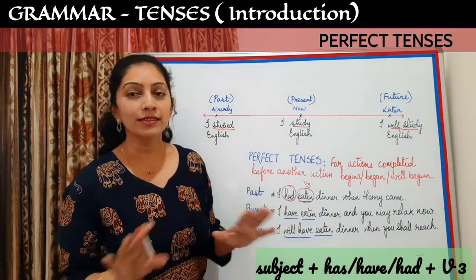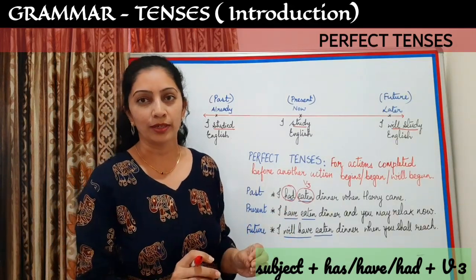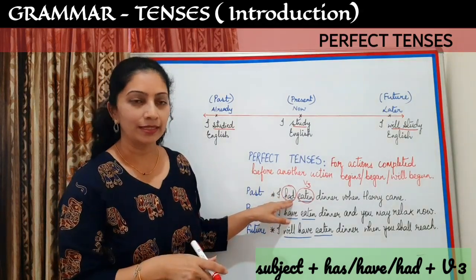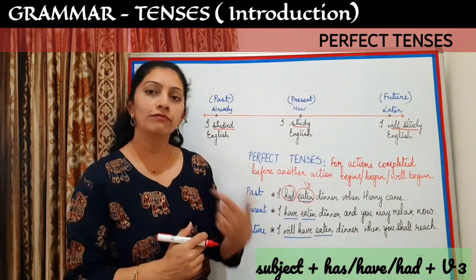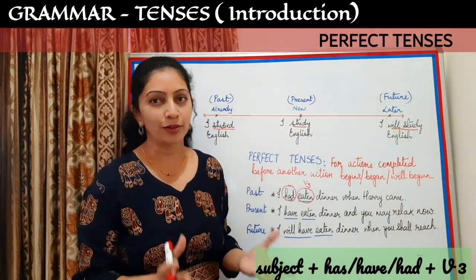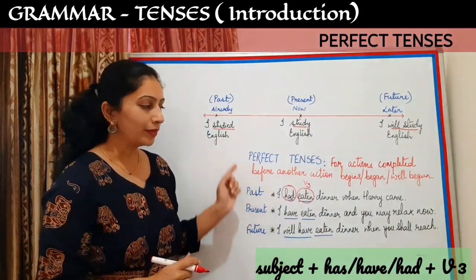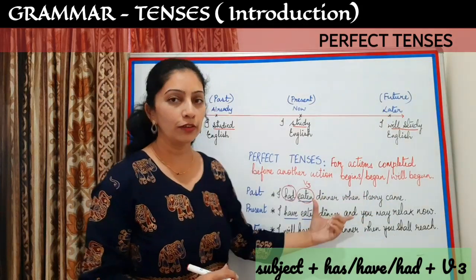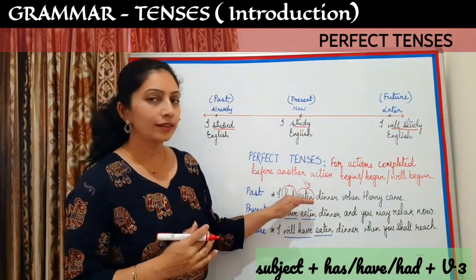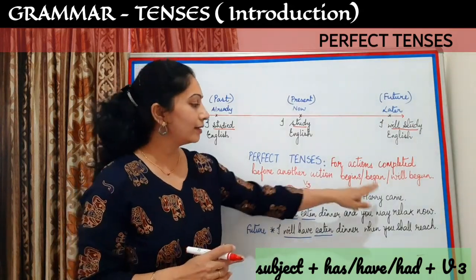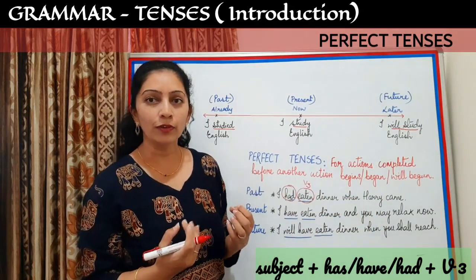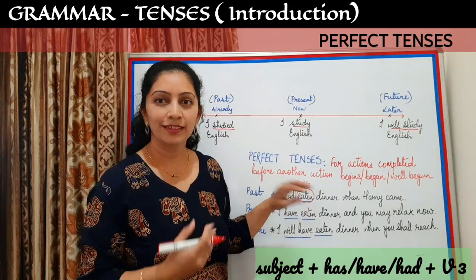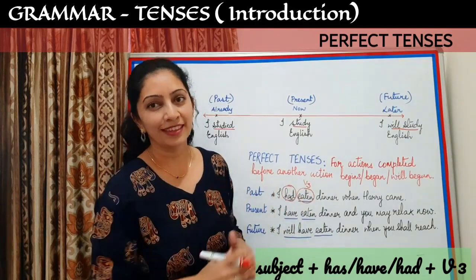In the past tense, we are not concerned about whether the subject is singular or plural. In the past tense, we only see that had will come and the verb form will become V3. That's the rule of perfect tenses. Okay, now let's read the sentence again. I had eaten dinner when Harry came. Now if you see, there are two actions happening here. The first action was having dinner and the next action was the arrival of Harry. So when we are talking about two actions, one after the other, we use this tense.